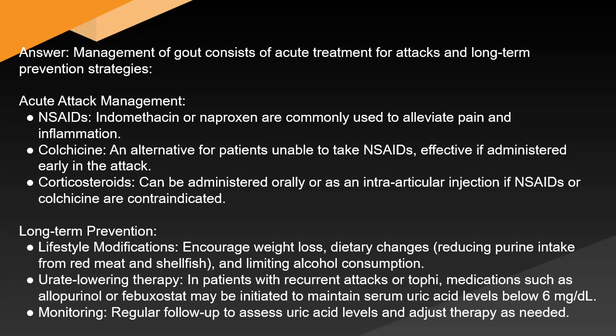Long-term prevention: lifestyle modifications, encourage weight loss, dietary changes, reducing purine intake from red meat and shellfish, and limiting alcohol consumption. Urate-lowering therapy. In patients with recurrent attacks or tophi, medications such as allopurinol or febuxostat may be initiated to maintain serum uric acid levels below target. Monitoring: regular follow-up to assess uric acid levels and adjust therapy as needed.